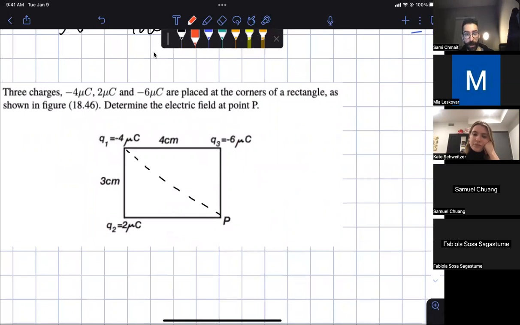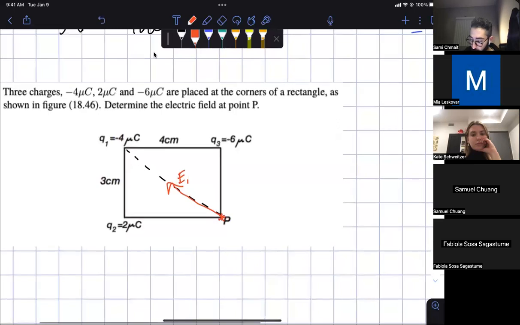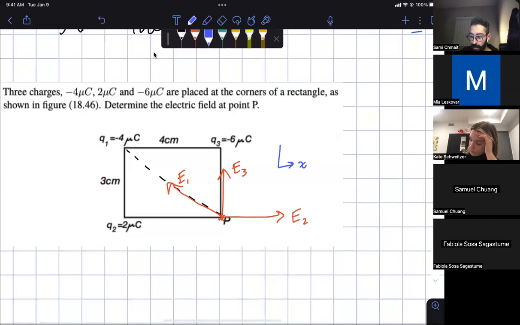But what happens is, imagine this is like a plus area here. There will be an attractive force because this is minus. So that means E1 will be pointing towards Q1. Conversely, with Q2, a plus acting on a plus will cause it to be repelled. So we would say E2 like this. And again, we can see why E3 is pointing towards Q3. I'm just going to use a standard coordinate system here.